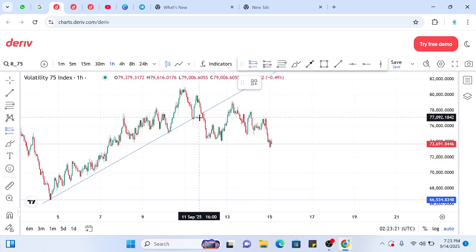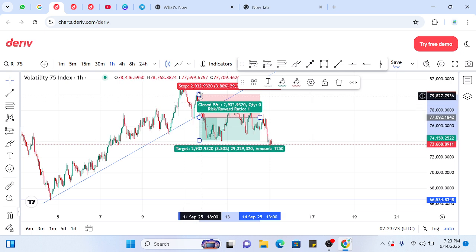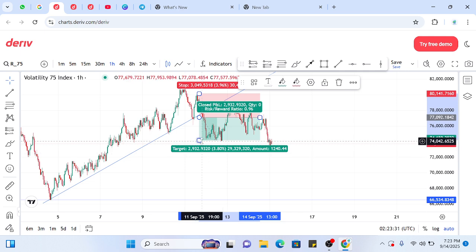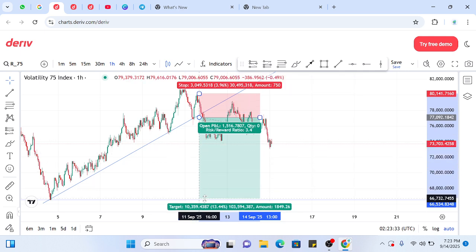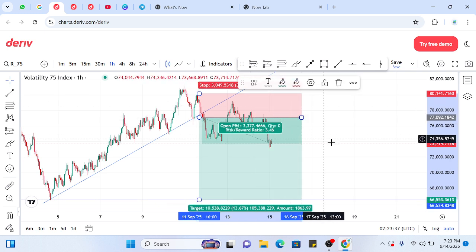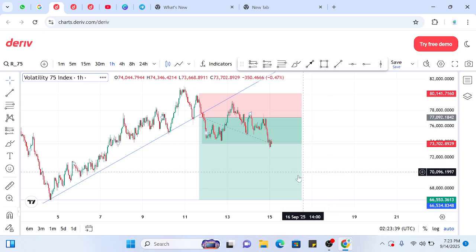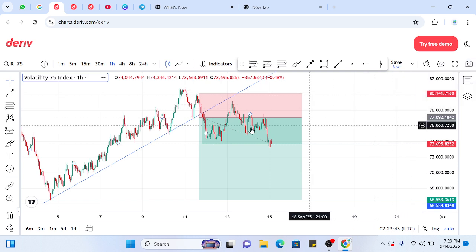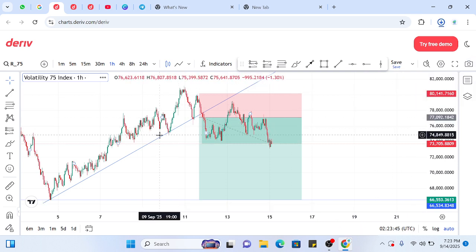We would have entered at this point, initiating stop loss at this resistance here, just a little above it, and we'll be looking at take profit at this point here. So this is exactly what we would have been looking out for on the volatility 75 index.